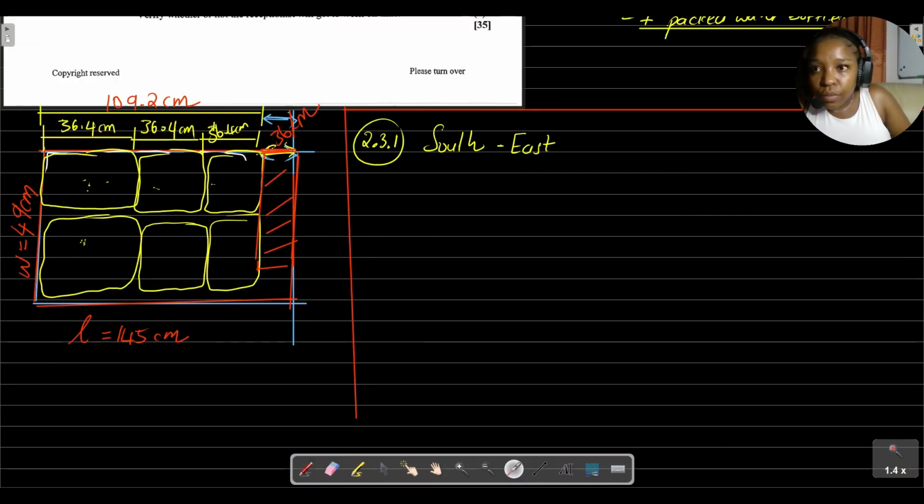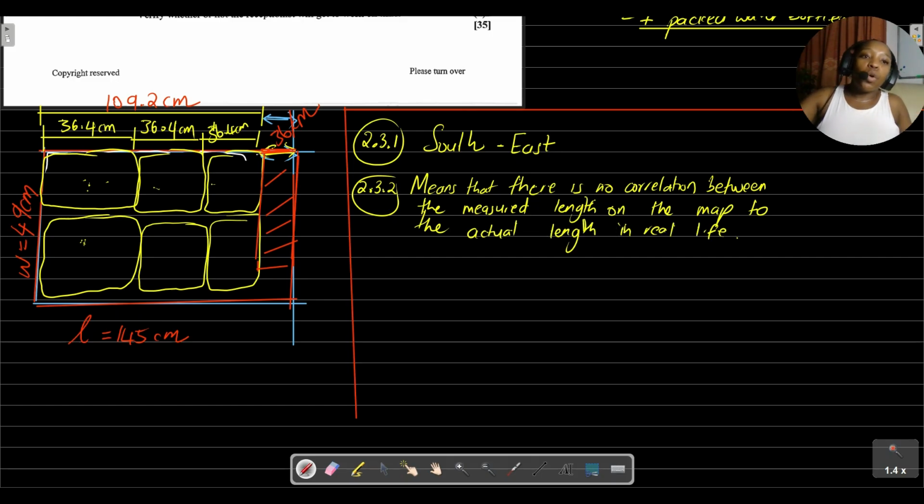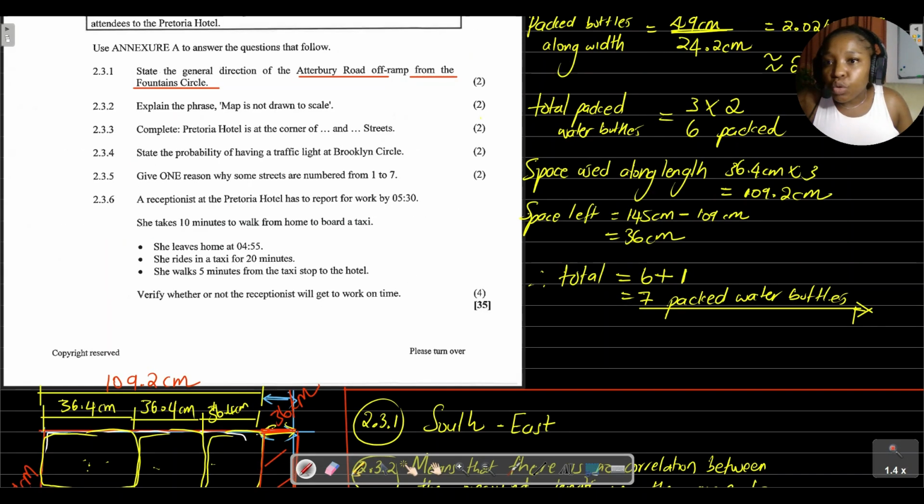Okay, so to answer that question, it means that there is no correlation between the measured length on the map to the actual length in real life. There is no correlation between the two. Good. Let's have a look at the next question.